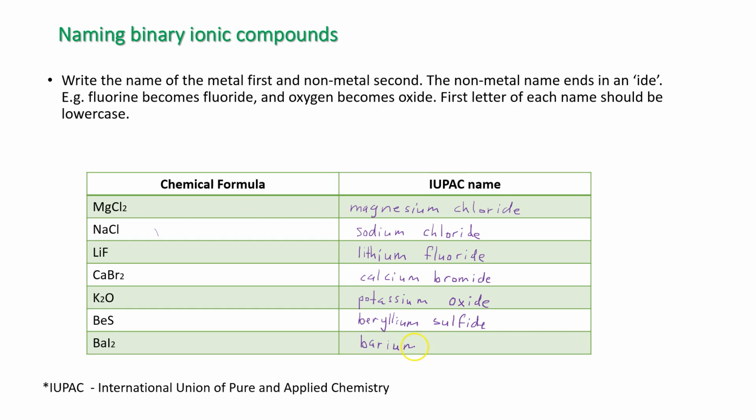When naming, make sure you refer to the periodic table. If you don't know that Ba is barium, you just refer to the periodic table, because it has the names for each symbol. So barium iodide. Make sure you refer to the periodic table so that you can find out what the name of each symbol is. Let's move on.